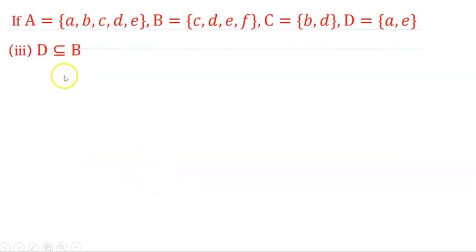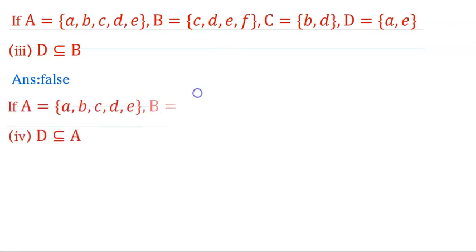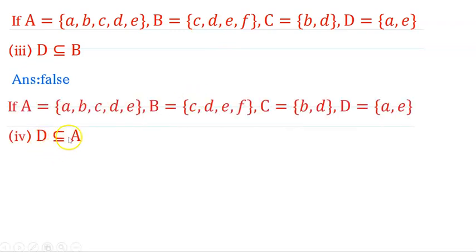Next, D is a subset of B. D मध्ये A आणि E आहे आणि B मध्ये A नाही आहे, E आहे. Therefore again this is false. D is not a subset of B.